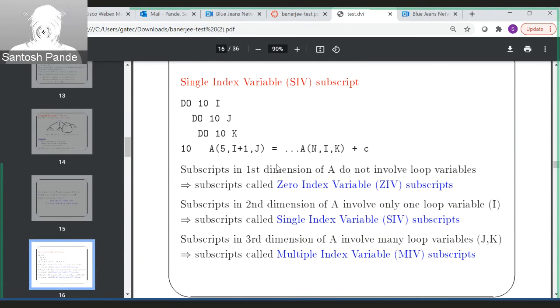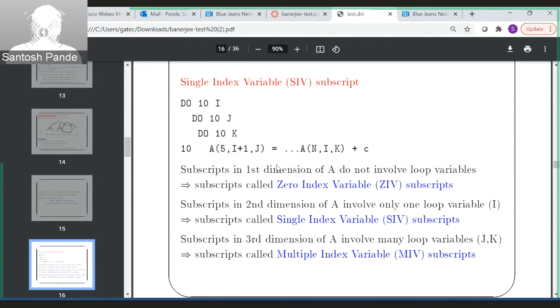IJK loop nest, and what we have is A, and the first index is 5, then I plus 1, and J is equal to A, N, and I, and K, and then whatever plus C. So if we had to analyze the dependencies here, you can see that the moment we can proclaim independence in one of the dimensions, and this is really important, the moment we can proclaim an independence in one of the dimensions of this pair of arrays, we don't have to carry out further testing.